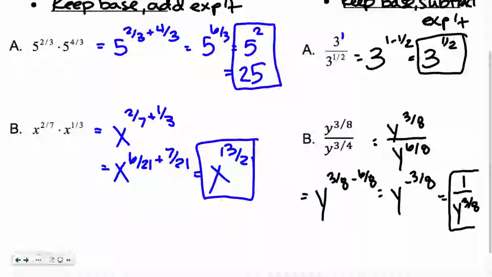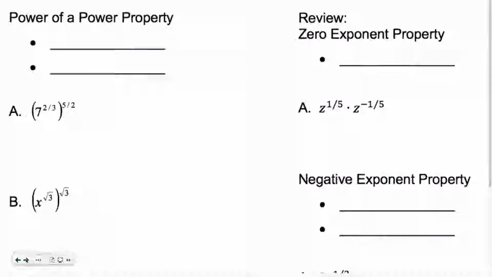Okay, moving right along. Power of a power. Okay, so it says power of a power. I just want to clarify. Remember, the power is the base raised to an exponent. So what it means is raise a power to an exponent. So now you've got an exponent outside your power.